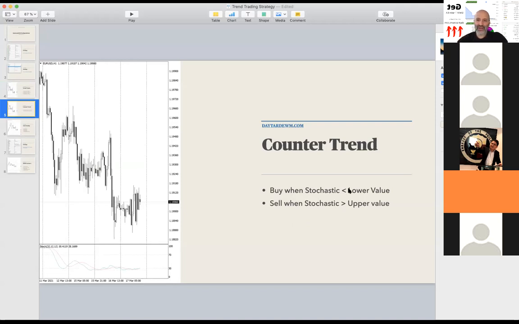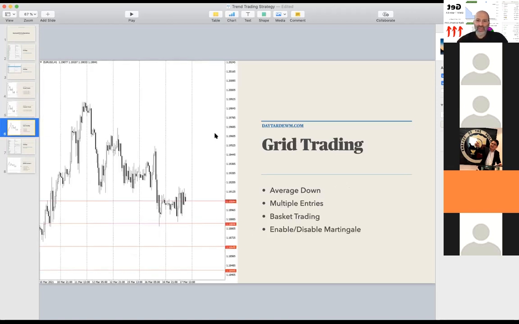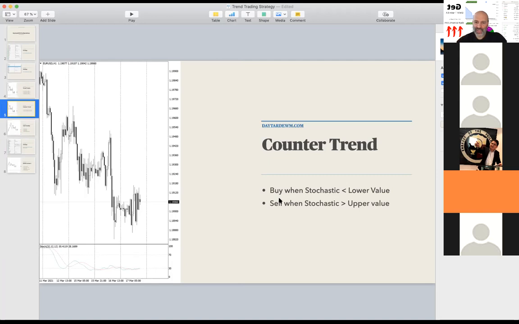It will only buy if the stochastic is less than the lower value. Okay, so if the stochastic is less than the lower value, it will start to buy because it's counter trend. It will consider that it's a trading range market. This is good for a trading range market. Then you can use it in the trading range market. Now, it will also sell when the stochastic is above the upper value.